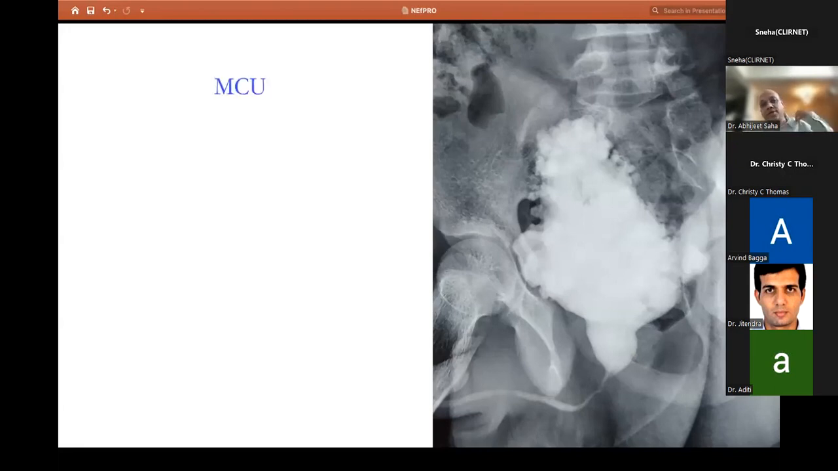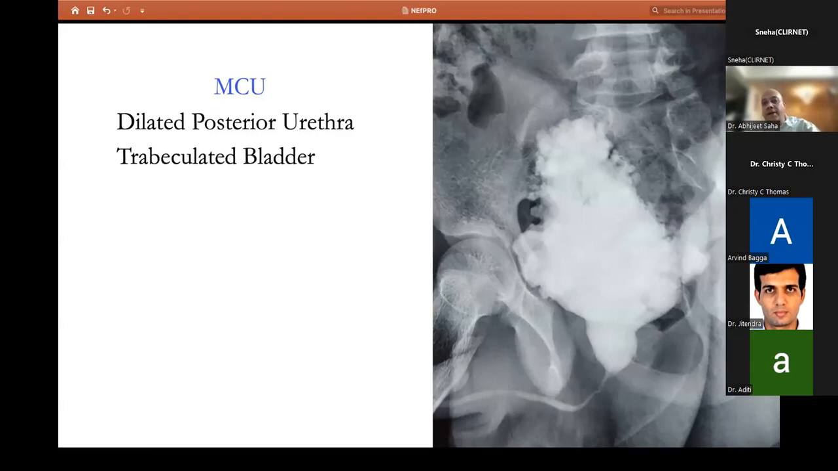So this is actually micturating cystourethrogram. And what it shows is, if my cursor is visible to you, it shows a dilated posterior urethra and the trabeculated bladder.